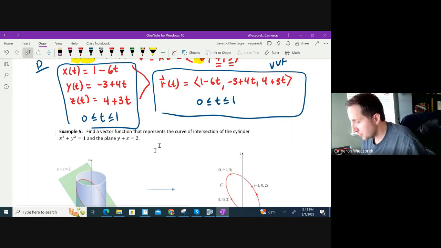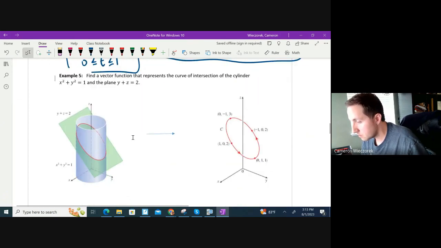Okay, find a vector function that represents the curve of intersection of the cylinder. There's our classic circular cylinder again, x squared plus y squared equals 1, graphed there in purple, being sliced by the plane y plus z equals 2. That's the plane that you see in green.